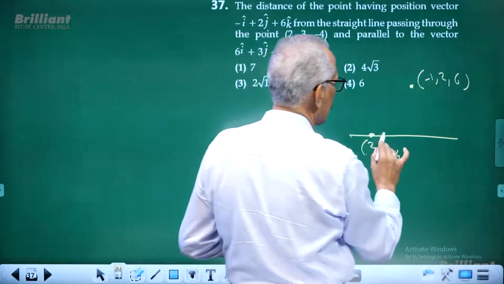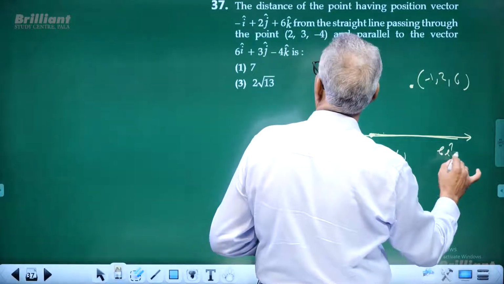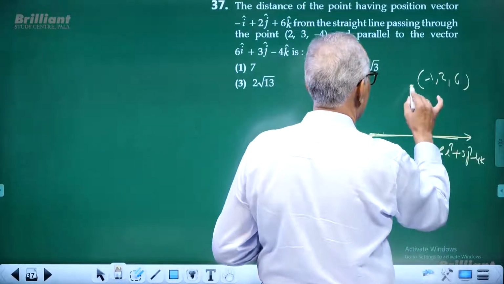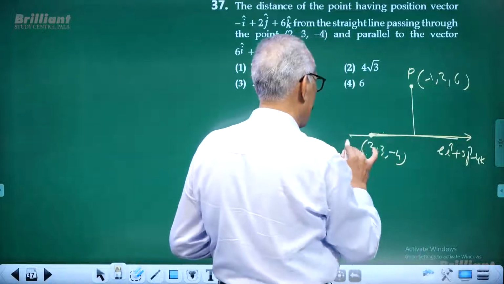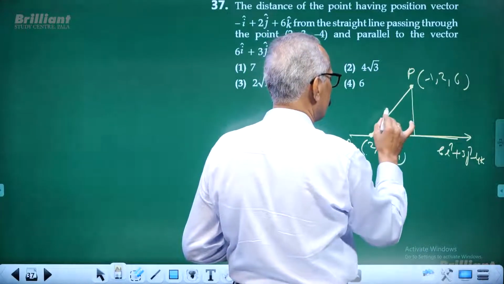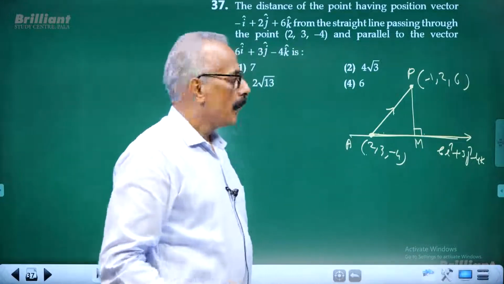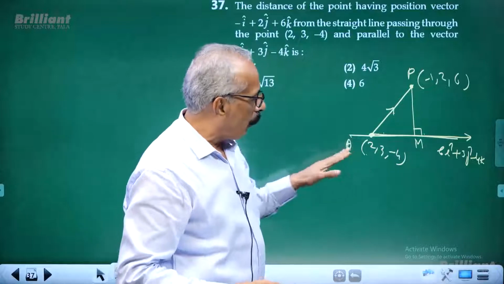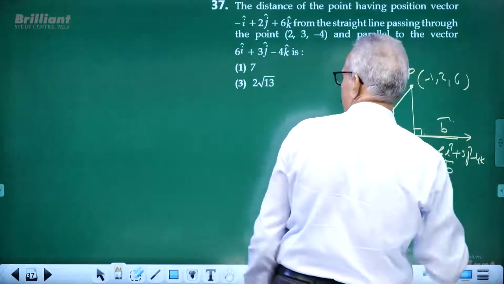And parallel to means this is a vector. Parallel to means this vector, 6i plus 3j minus 4k. That's a vector. We want this distance. I say this is P. This given point A. So I join AP. And PM, that's a perpendicular distance. Now you can find what is AM. AM is a projection of AP on this vector. This is called vector B.